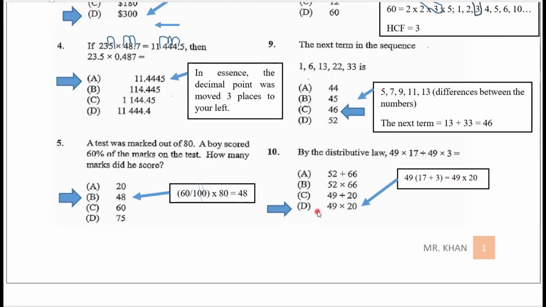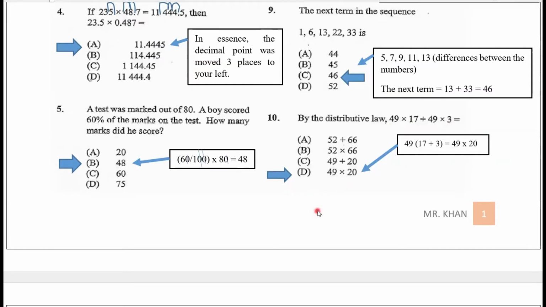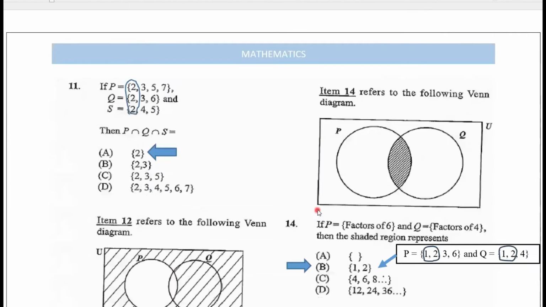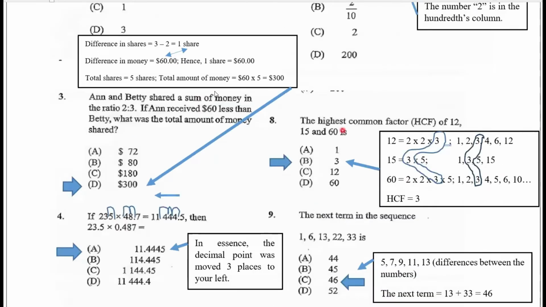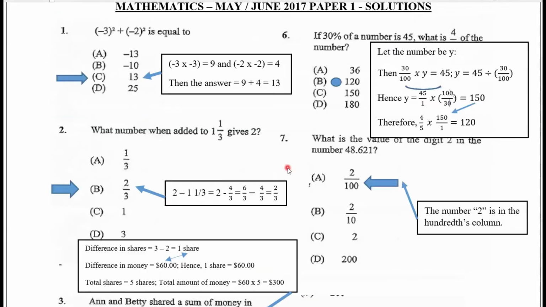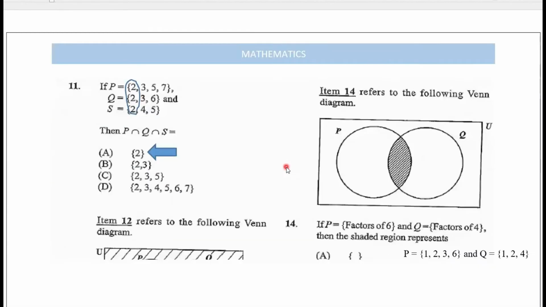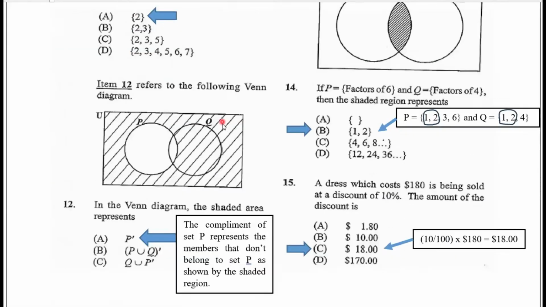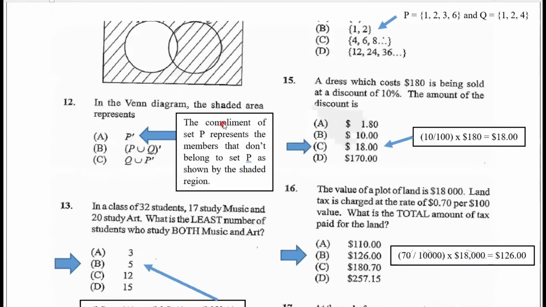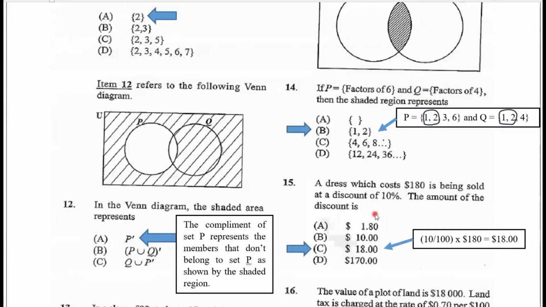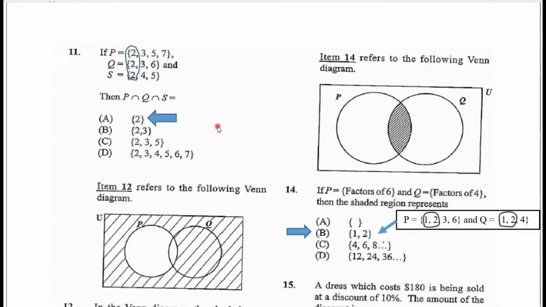So you can see we're done with the first 10. So we're going fairly smooth. Now that we're done with number theory and computation, we are getting into set theory. You can see some of these questions are set theory. And then we're going into consumer arithmetic afterwards.